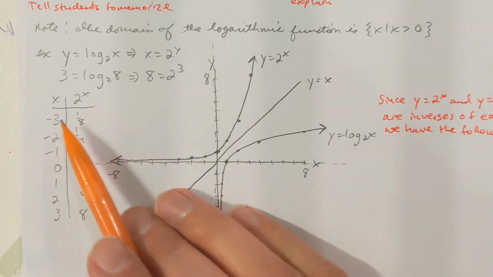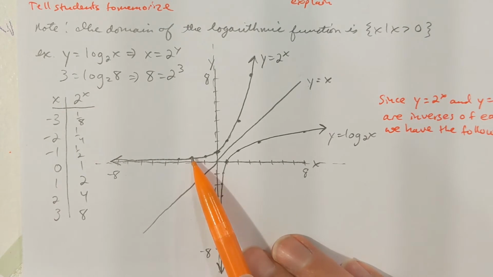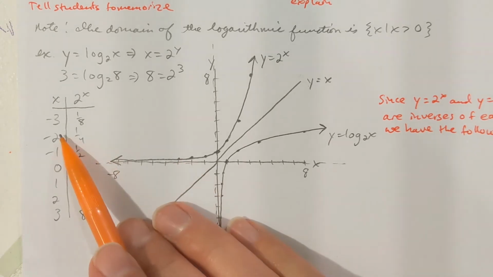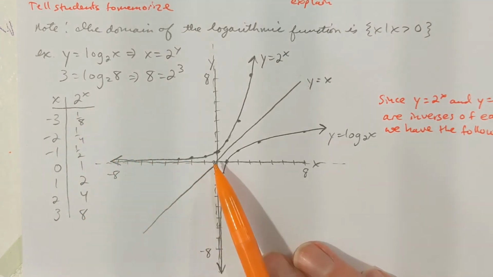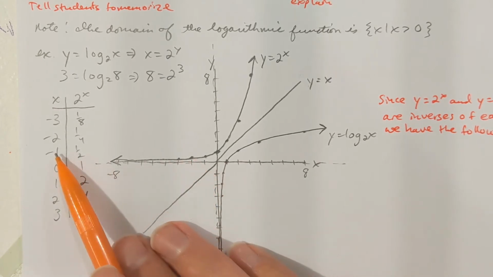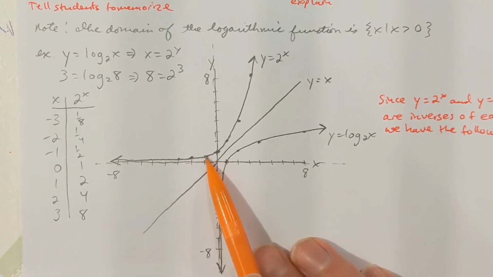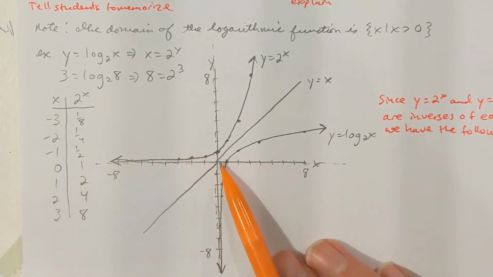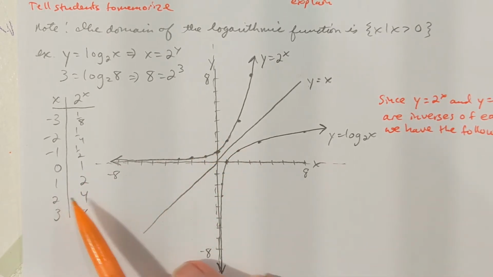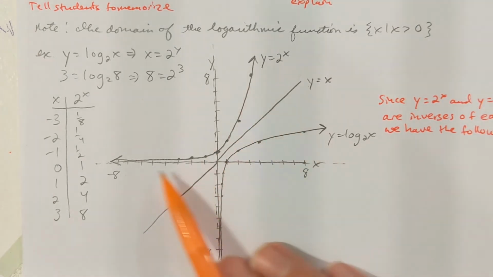So like 2 to the negative third is 1 over 2 cubed, or 1/8. Here's negative 3, 1/8 on the graph. Sorry, I'm pointing the wrong point. Negative 3, 1/8 right there. If x is negative 2, 2 to the negative second would be the same as 1 over 2 squared, or 1/4. Here's negative 2, 1/4. If x is negative 1, 2 to the negative first is 1/2. Here's negative 1, 1/2. Anything to the 0 power is 1. Here's 0, 1 on the graph. 2 to the first is 2. Here's 1, 2 on the graph. 2 squared is 4. Here's 2, 4 on the graph. 2 cubed is 8. Here's 3, 8 on the graph.